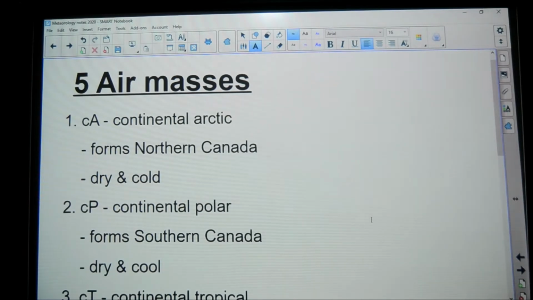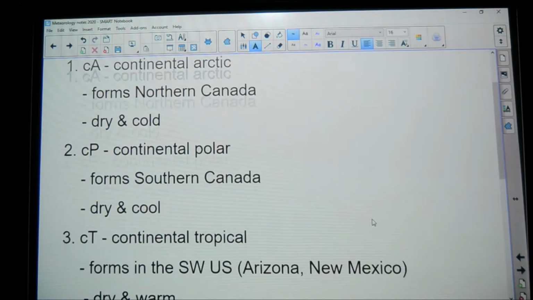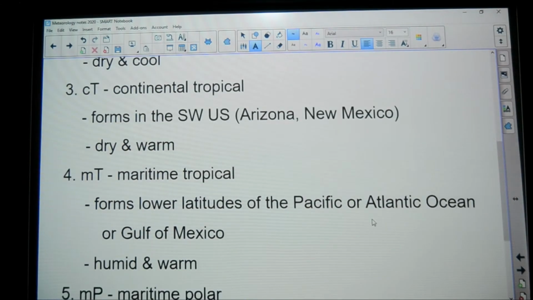Next one, continental polar, lowercase c, capital P. It's forming over southern Canada. All right, it's continental, so it's dry. Polar, it's going to be cool. This is when we have a cold front. It's dropping down from Canada. We're importing the air from Canada. All right, it's usually drier and cools us down because they normally have cooler temperatures, the higher latitudes. Third one, continental tropical.